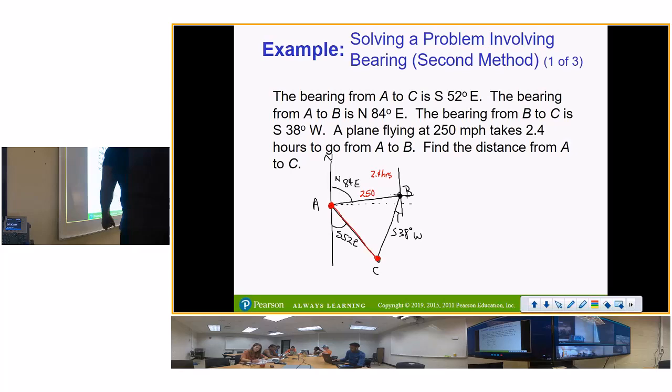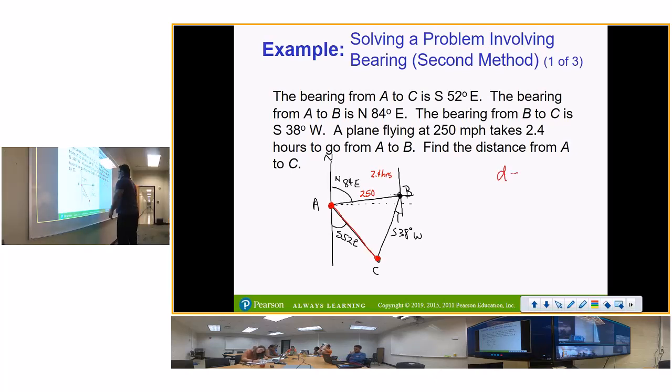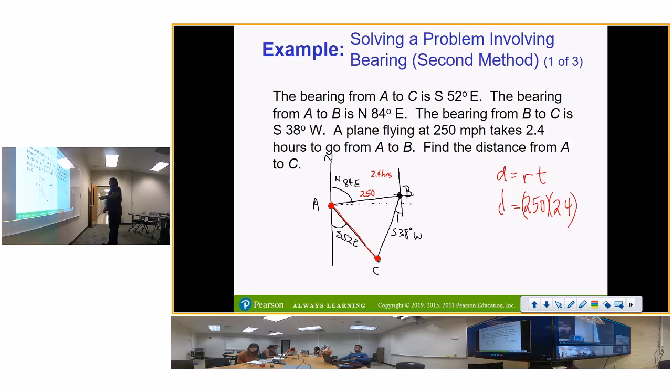To go 250 miles. Oh, I'm sorry. 250 miles per hour takes 250 hours. Why did they do that? Okay, distance equals what? Distance equals rate times time. Distance is equal to the speed, 250, times what? 2.5. Somebody do that for me.